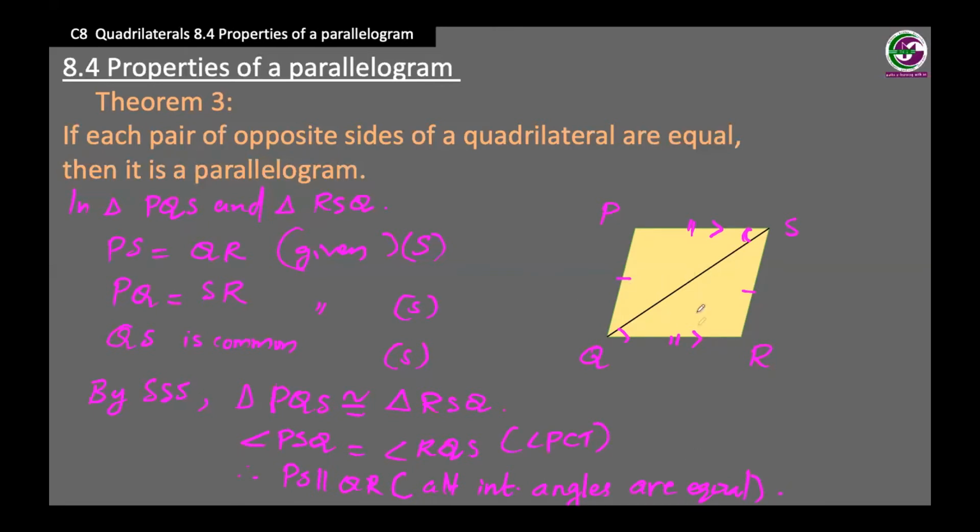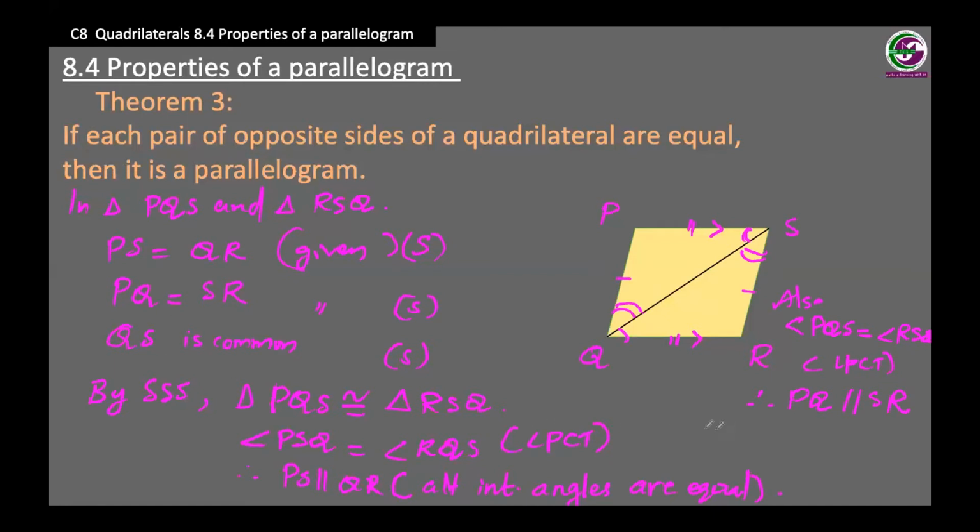In the same way, we can also take angle PQS. Angle PQS is equal to angle RSQ. Again, CPCT. Which means this angle and this angle are equal, so here this is the Z shape. So PQ is parallel to SR. Therefore, PQ is parallel to SR, and that's what we have to prove. We have to prove that this is a parallelogram.